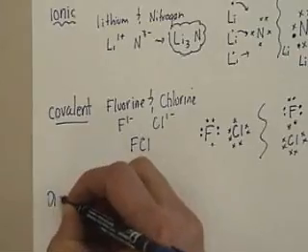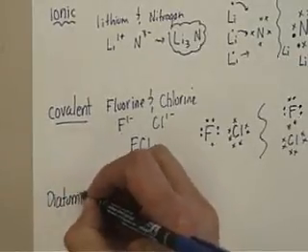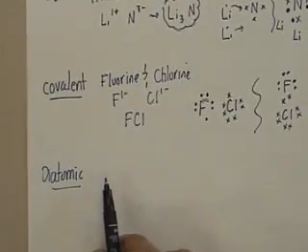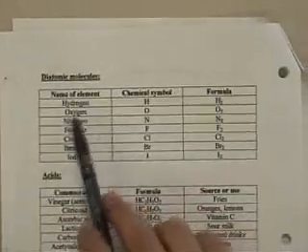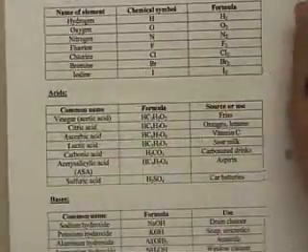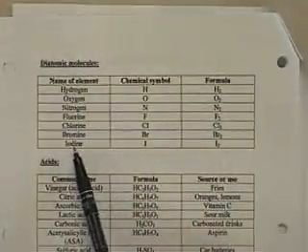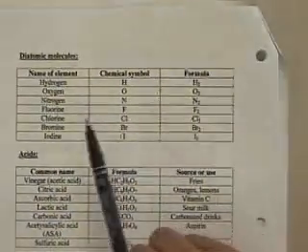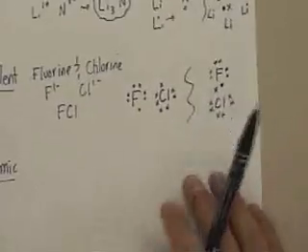Let's do something called a diatomic. A diatomic molecule is where something will bond with itself. We actually have a list in your booklet of diatomic molecules. You've got to find it. It's close to the end of the book. It's with acids and bases. Here's your diatomic element, there's a chemical symbol, and here's the diatomic formula. We're going to do it for oxygen. I'll show you how it works.